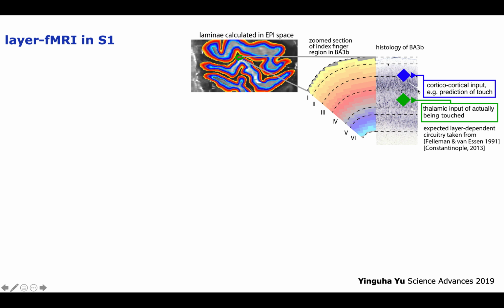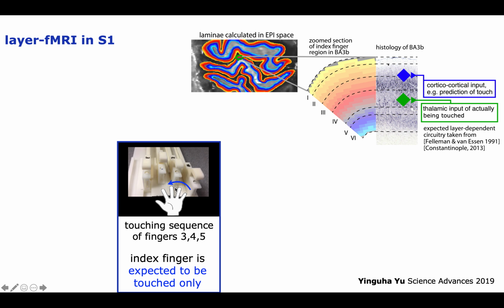And we can try to engage these different channels differently by giving people different touching sequences. So participants learn specific sequences of being touched, and they're always asked to predict which finger is going to be touched next. Here they are touched in a certain order and then expect to be touched next on the index finger. In some instances, however, we left out the index finger. And in those cases, they expected to be touched there, but there was actually no feed-forward input from the green side, only expectation from the blue side.